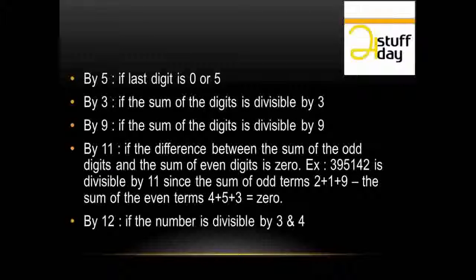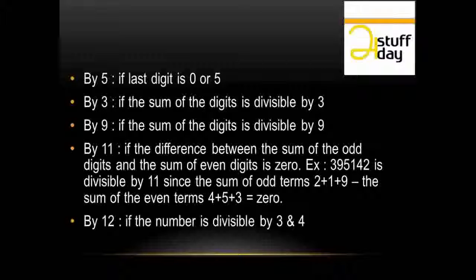For a number to be divisible by 5, the last digit must be 0 or 5. For a number to be divisible by 3, the sum of the digits must be divisible by 3. In the same way, for a number to be divisible by 9, the sum of the digits must be divisible by 9. For 11, the difference between the sum of the odd digits and the sum of the even digits must be 0. Let us consider this example, 395142.